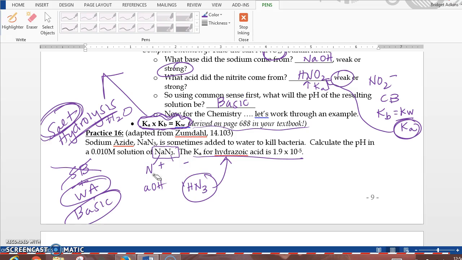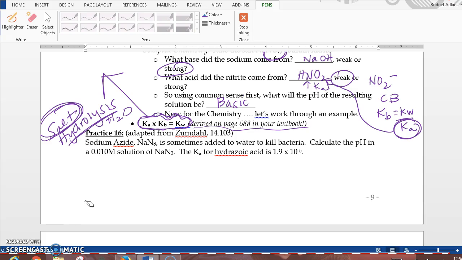Okay? So I'm going to erase this just so I have a little bit more room. So N3 minus is going to interact with water. And so then you look at that and say, okay, well, what can he do? He doesn't have a proton to give. He's a conjugate base of a weak acid, so he's going to take on an H and make HN3. And then that H came from the water, so what's left? OH minus. The reaction writing is the most important part of this, guys.